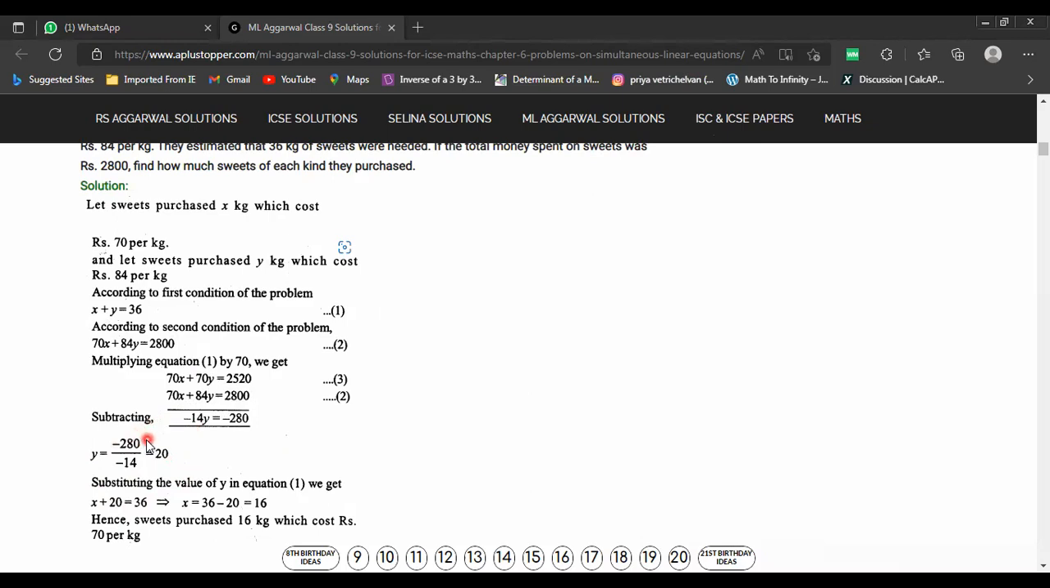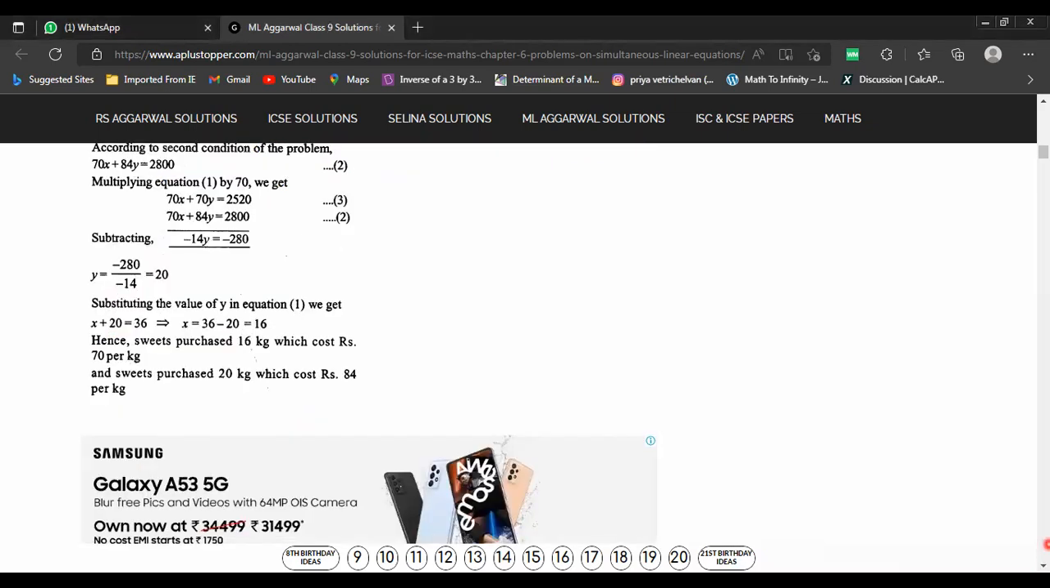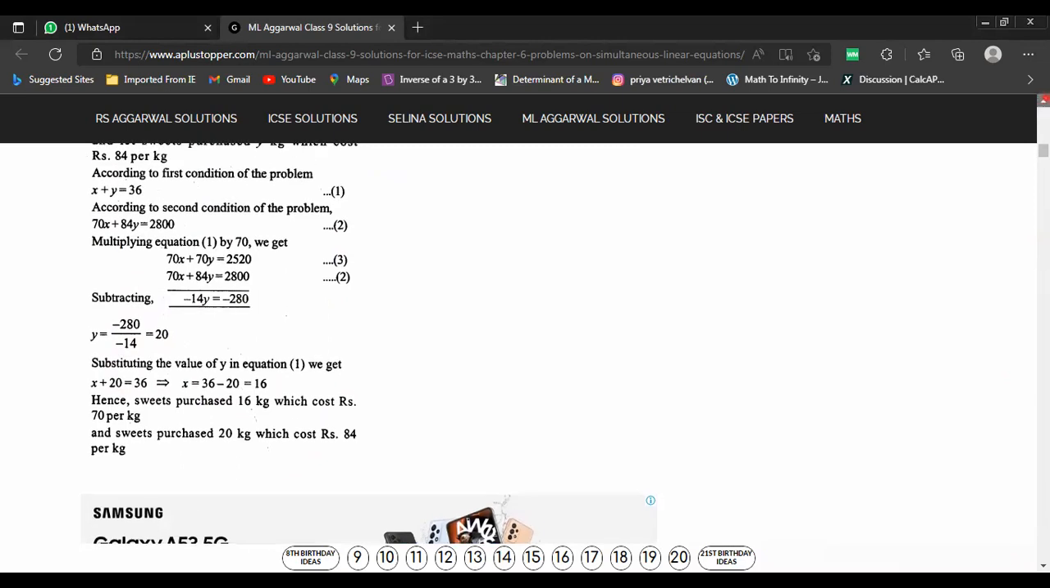Now substitute this value of y. What is y? The quantity of the other sweet, the second type of sweet, isn't it? So if you substitute this in equation 1, you'll be able to find the value of X, which is the quantity of the very first sweet. So that's going to be 20 plus X equal to 36, which will give you the result as 16. Can you follow?